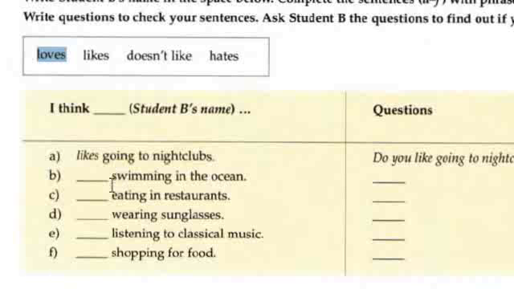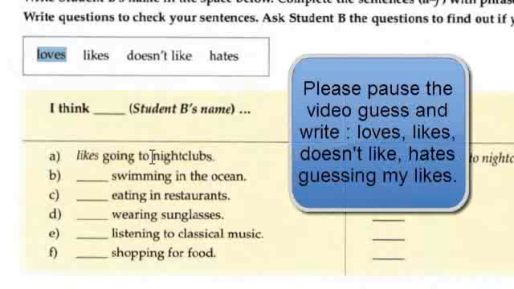Okay, letter B, swimming in the ocean. Please repeat: swimming in the ocean. Letter C, eating in restaurants. D, wearing sunglasses. E, listening to classical music. F, shopping for food.